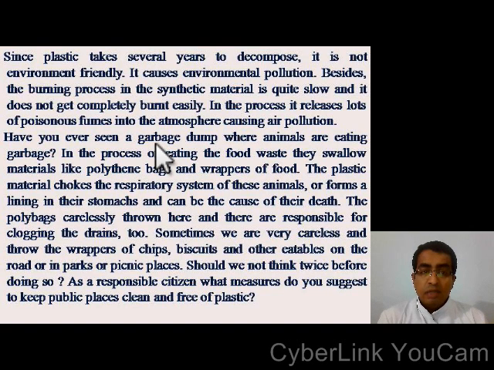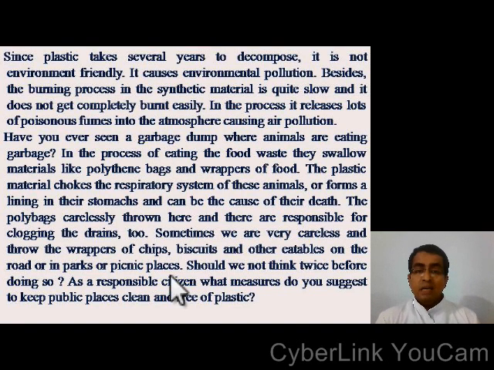It causes environmental pollution. Besides, the burning process in the synthetic material is quite slow and it does not get completely burnt easily. In the process, it releases lots of poisonous fumes into the atmosphere, causing air pollution. So, burning of plastic causes air pollution.